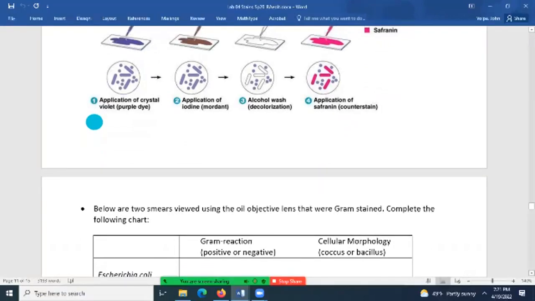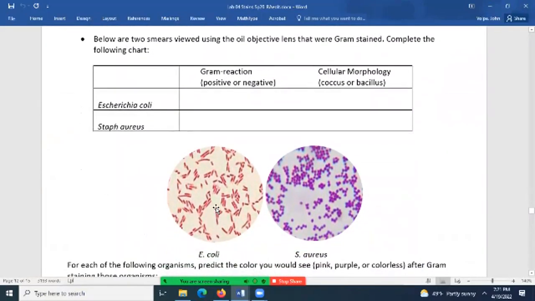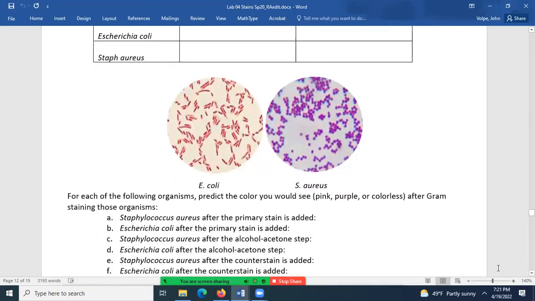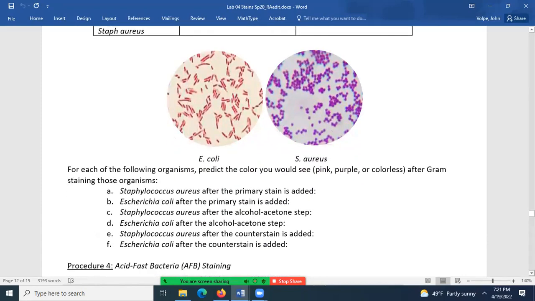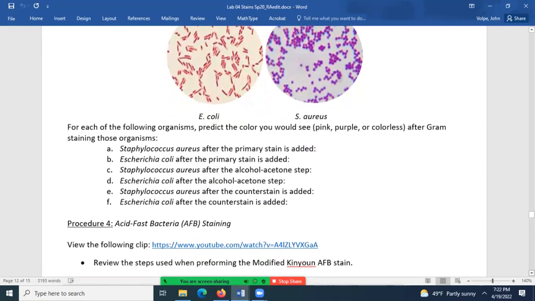And then in this lab, we have pictures showing you E. coli, a gram-negative cell, and Staphylococcus aureus, both stained under the gram stain. And so describe that in the table. You need to also state what color Staphylococcus aureus and E. coli were at each step of the gram stain. So fill that out. On procedure 4, we're going to look at the acid-fast stain.